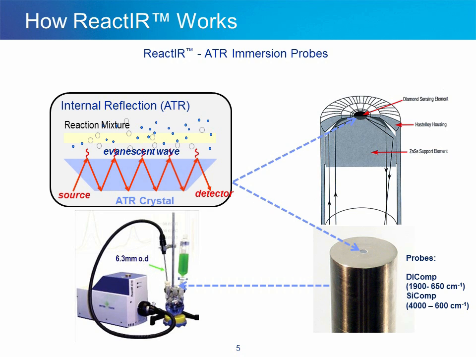However, if you want a broader wavelength range, I recommend the SiComp probe, which is a silicon window that is coated over the zinc selenide ATR crystal, and that has a detection wavelength range from 4,000 to 600 inverse centimeters.